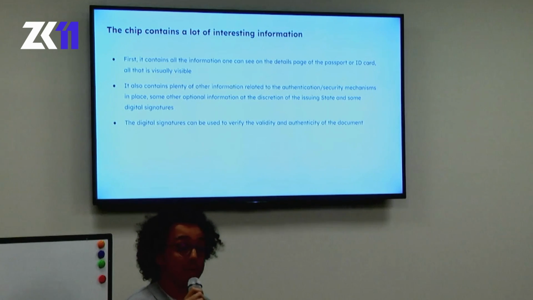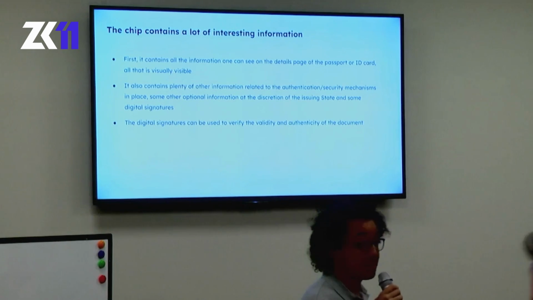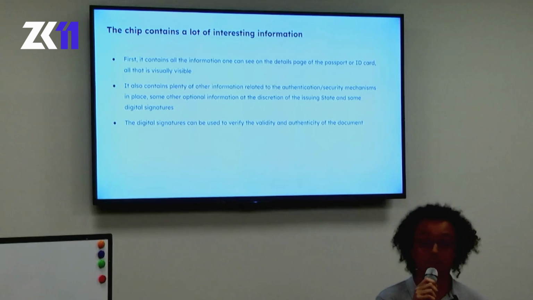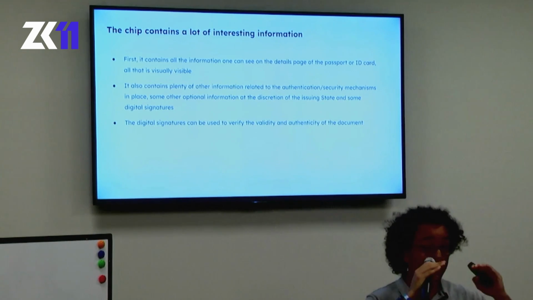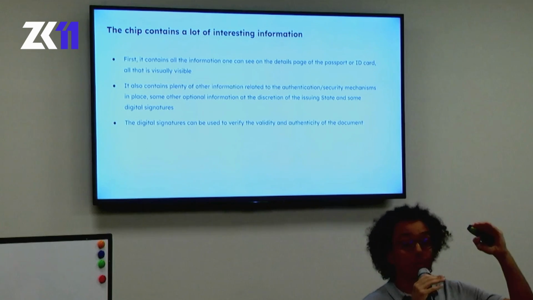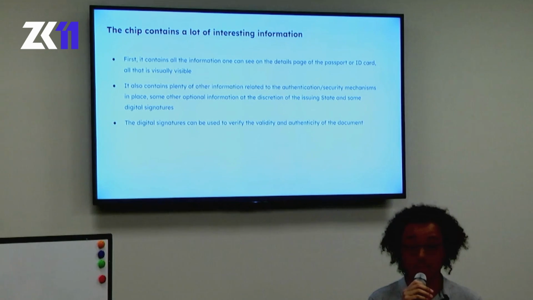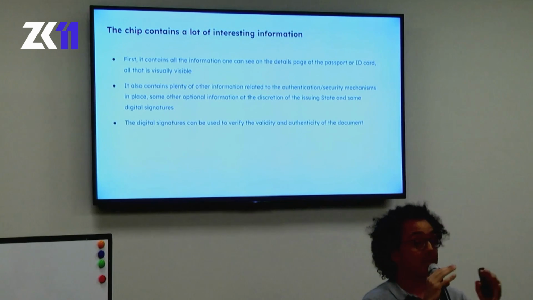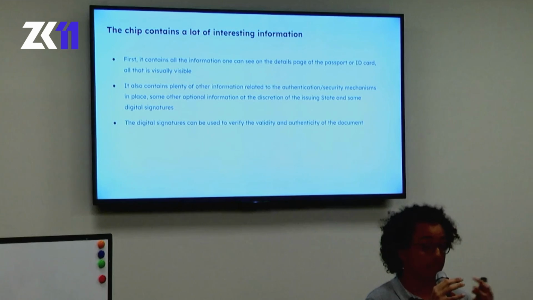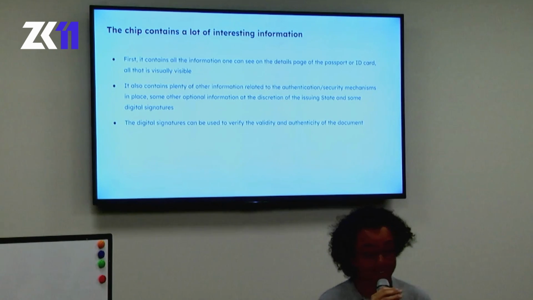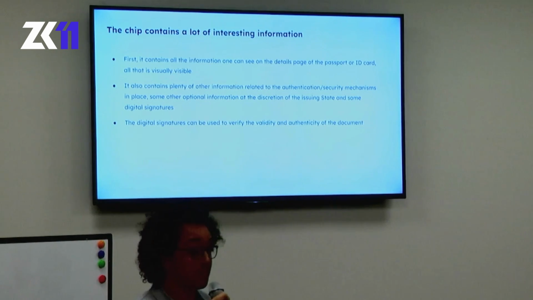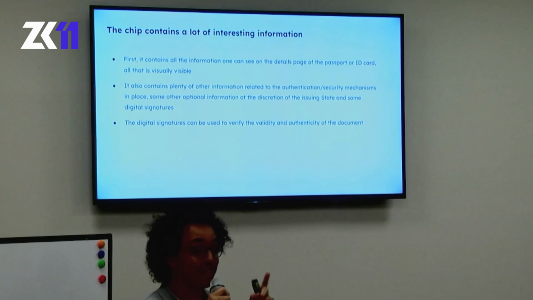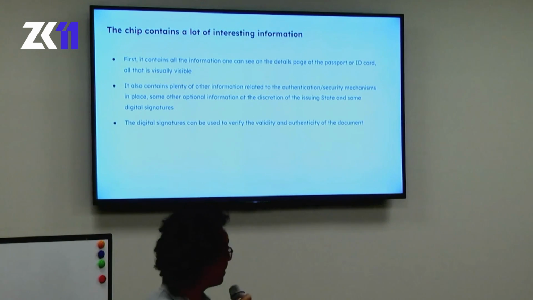So what about the chip itself? This is really the part we're interested in. It contains quite a lot of useful information. First of all, everything you see visually on the ID card or on the passport is going to be contained in it. As well, it contains some information about the authentication and security mechanisms in place, because you want to keep things safe. And also a digital signature, which is a very important feature that I'll talk about in more detail later. You can use it to verify the validity and authenticity of the document.